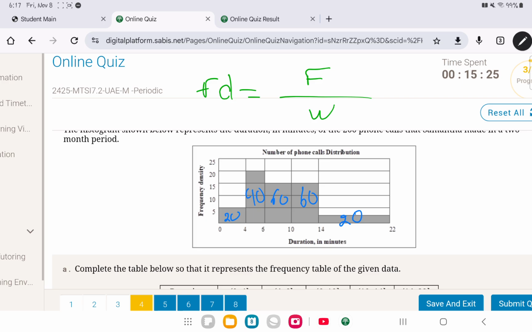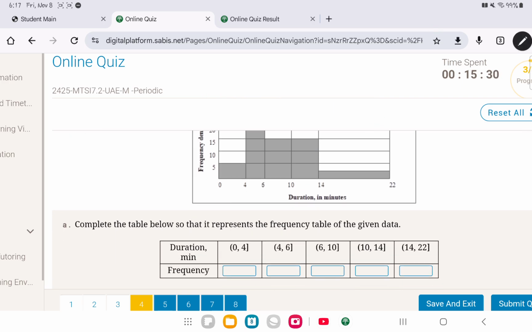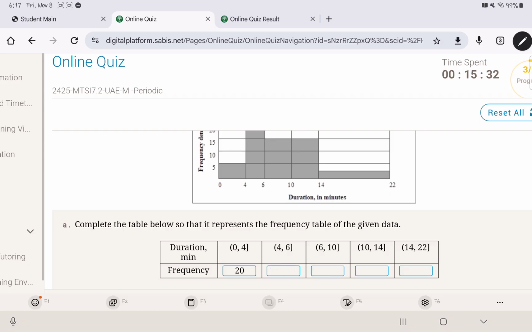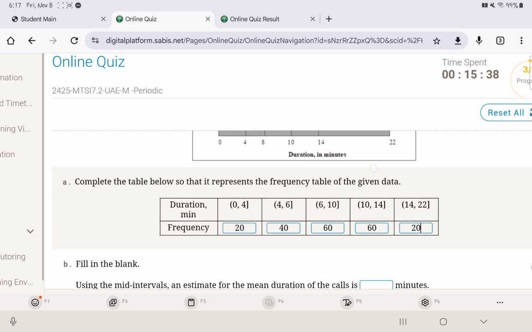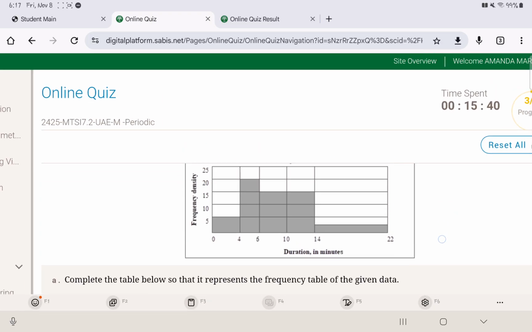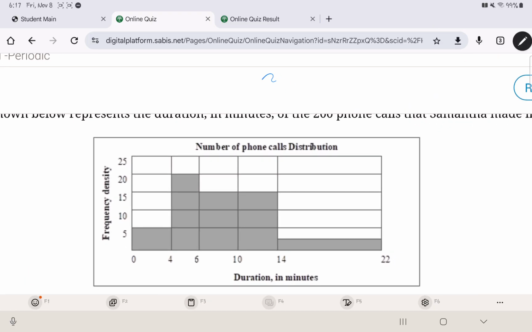So all in all, our frequencies are 20, 40, 60, 60, and 20. Now, I'll repeat again how we did it. We did frequency density is equal to frequency over width. We have the width over here, okay?